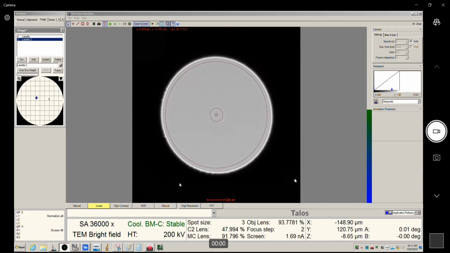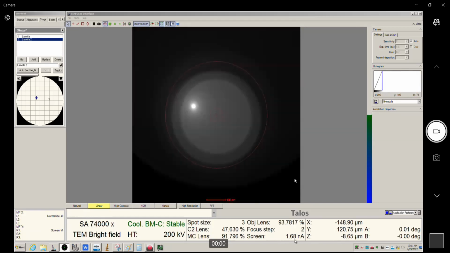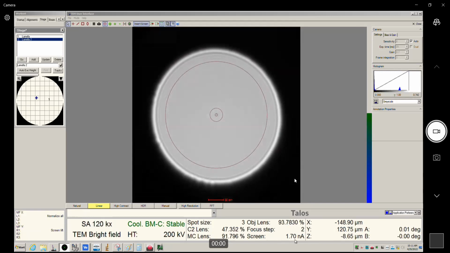Hi, Nick. Yes, just a question. Will the beam current change a lot at a different magnification, like at a very high magnification, say 100K? Well, let's take a look and see. We're hanging out around 1.7 nanoamps here. It shouldn't change, but let's take a look. Yes, we're still pretty close.